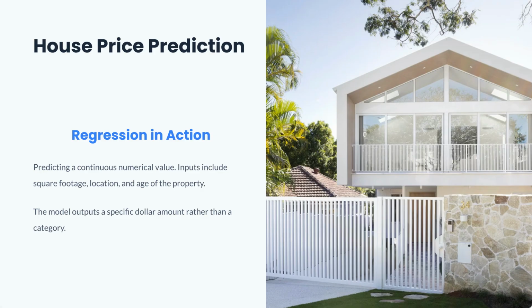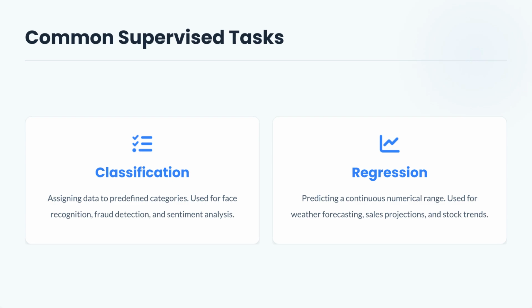Regression is another key supervised task, often used in house price prediction. Here, the model predicts a continuous numerical value, such as a specific dollar amount, based on inputs like square footage and location. The common supervised tasks are classification, which assigns data to predefined categories like fraud detection, and regression, which predicts a continuous numerical range useful for weather forecasting.